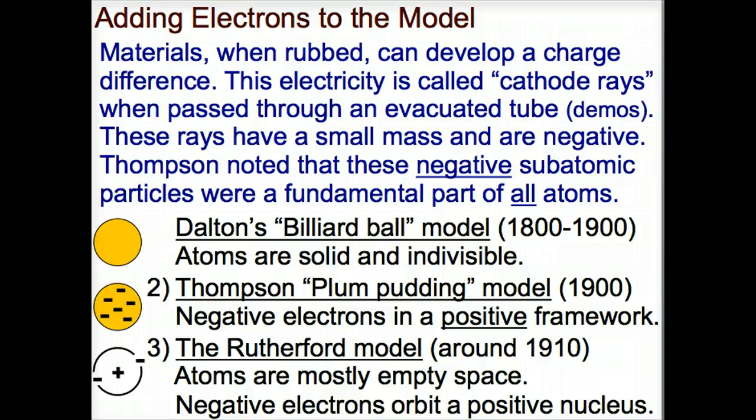Dalton tried to also add electrons to his model. In a number of experiments using cathode ray tubes, he found that there were negative, what we now call subatomic particles in all atoms. They're called subatomic because they're part of the inside of the atom and therefore smaller, or sub, to the atom. His model was the billiard ball model initially. He said that atoms are solid and indivisible. Initially, people didn't believe, including Dalton, that there were electrons inside the atom.